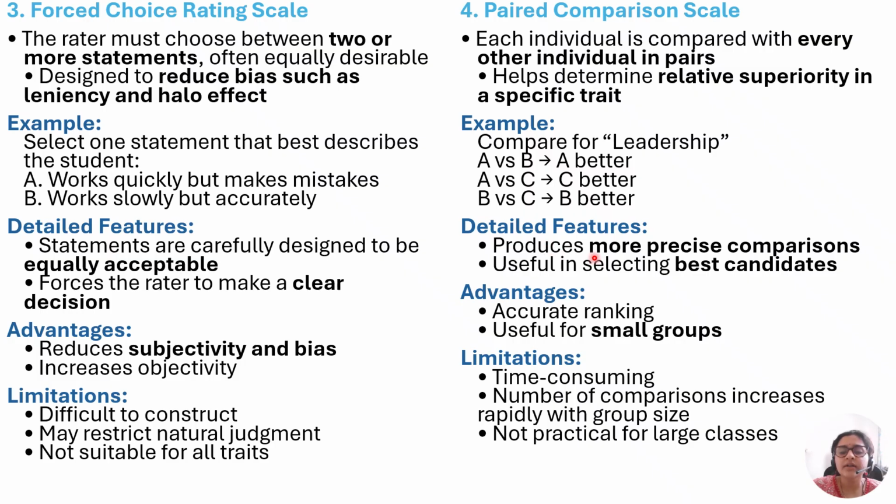What are the features? It produces more precise comparisons. It is useful in selecting the best candidates. What are its advantages? Accurate ranking, and it is useful for a very small group. Like if a group of 10 people are there, then it is effective. But if a group of 100 people are there, then it is very difficult to make pairs, and very difficult to choose one among the pair. So it becomes very tedious when large groups are there. What are the limitations? It is time consuming, and it is not usually practical for large class size as we have discussed before.